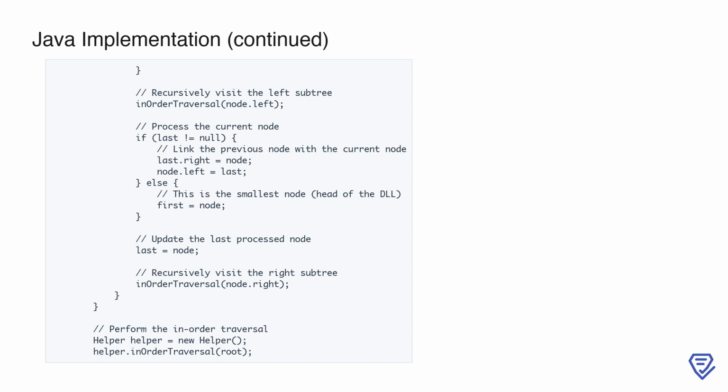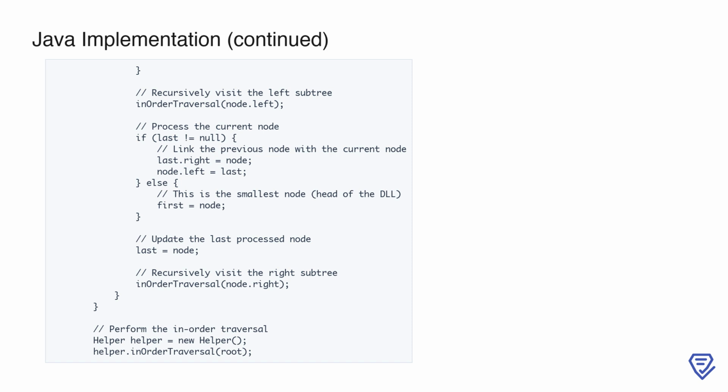Otherwise, we recursively traverse the left subtree first, which ensures that we visit all the smaller nodes before processing the current node. Once we return from the left subtree, we handle the current node. If the last pointer is not null, meaning we've already processed at least one node, we link the last node to the current node by setting last.right to the current node, and node.left back to last, establishing a bidirectional link. If last is null, it means the current node is the smallest node we've encountered so far, so we set first to this node, marking it as the head of the doubly linked list.